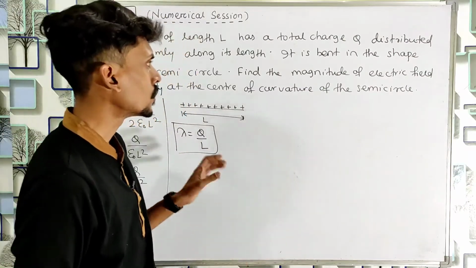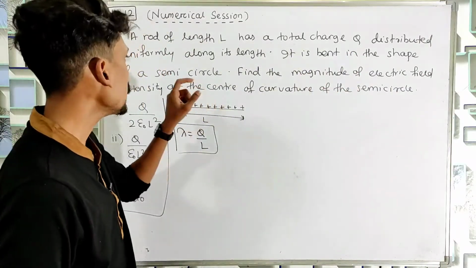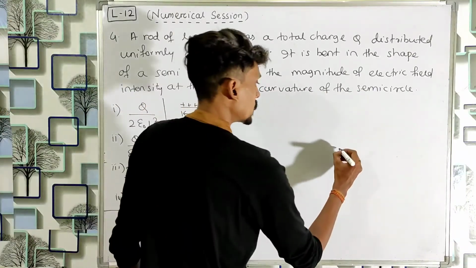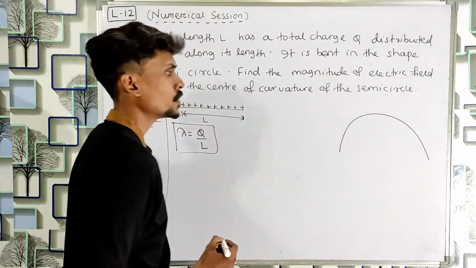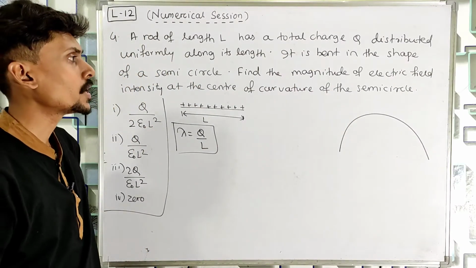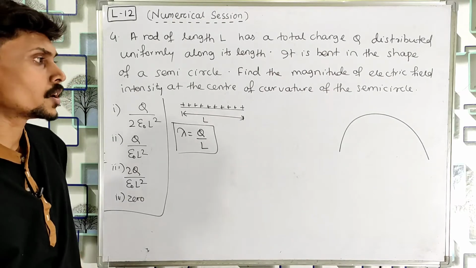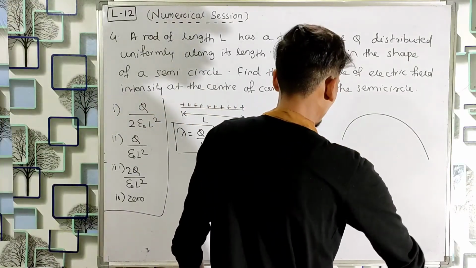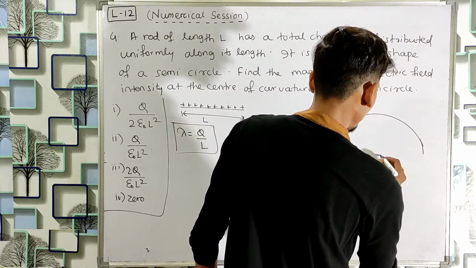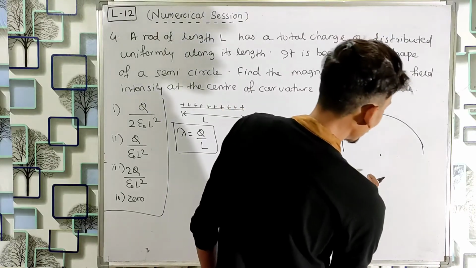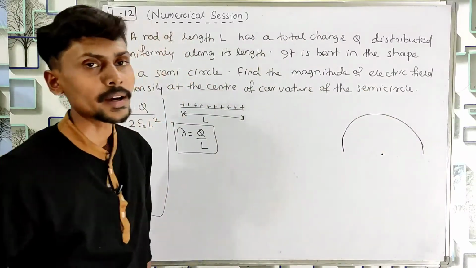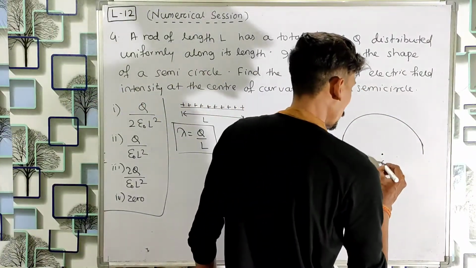Now this rod is bent in the shape of a semicircle. Means I will bend this rod to a semicircular shape like this. And we have to find the magnitude of the electric field intensity at the center of curvature of the semicircle. Suppose this is the semicircle like this, and this is the center of curvature. We have to find the electric field intensity due to this semicircular wire at this point. Suppose this is point O.